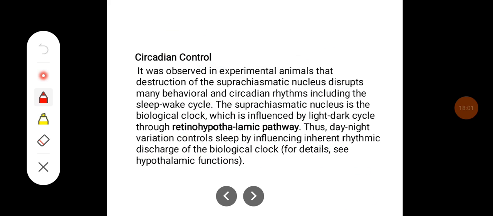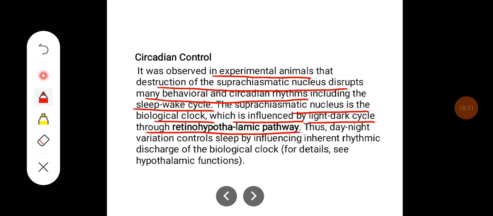Then circadian control. It was observed in experimental animals that the destruction of the suprachiasmatic nucleus disrupts many behavioral and circadian rhythms, including sleep-wake cycle. The suprachiasmatic nucleus is the biological clock which is influenced by light dark cycles through the retinohypothalamic pathway. Thus, day night variation controls sleep by influencing inherent rhythmic discharge of biological clock.